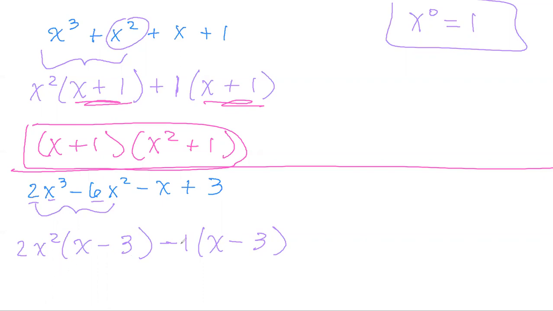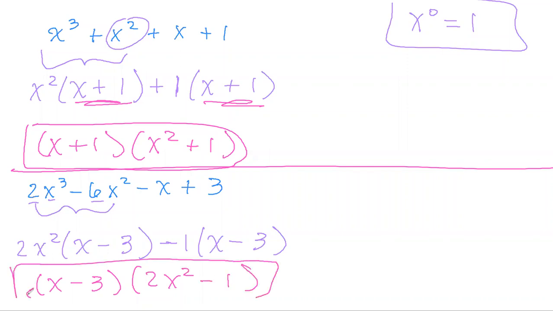And the reason why I took out the negative 1 instead of just saying plus 1 is because I recognize that if I didn't do that, I would be left with x plus 3, and that doesn't match the other one. So I wanted to make sure that they matched. So I'm gonna put x minus 3 first, and then 2x squared minus 1. Okay. So that's how you factor by grouping.